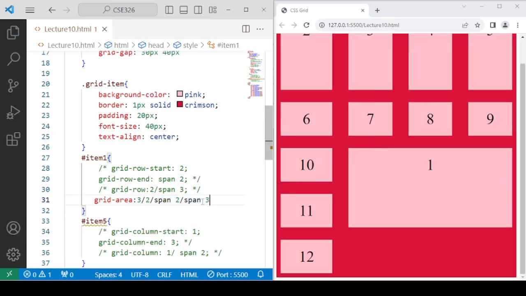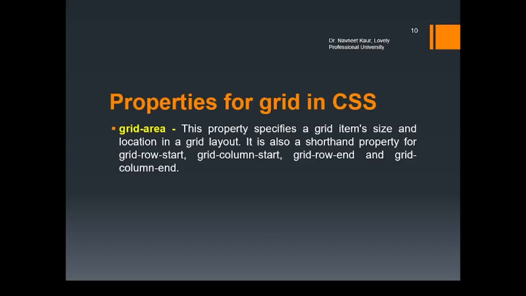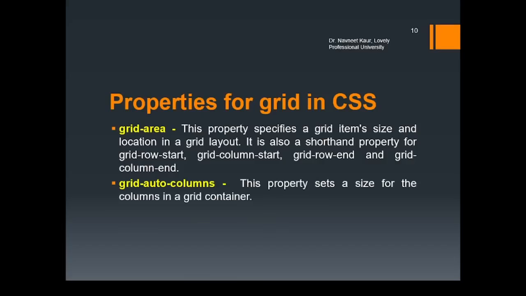So now it is easily understandable that because this is spanning 3 columns, it means that this place is reserved for the spanning of columns. So this is clear now. Next property is grid auto columns.